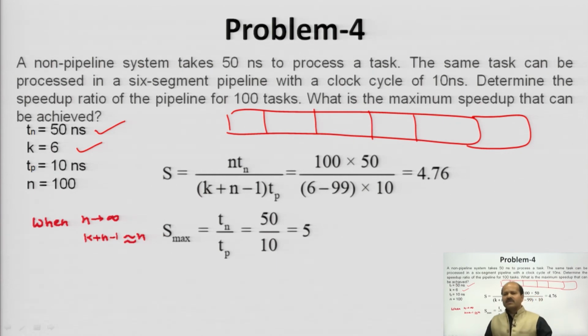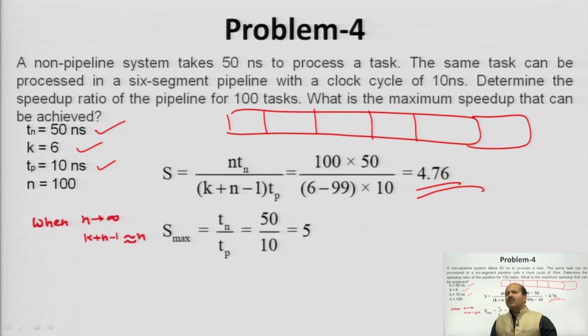We have already discussed this type of architecture or pipeline system in a previous lecture of this unit. So, we know the formula of the speed up factor and we have already derived it. In this case the pipeline system clock period is 10 nanoseconds and we have to perform 100 tasks. So, simply we can put these values into the formula n Tn upon (k plus n minus 1) times Tp, and finally we will get the value 4.76.